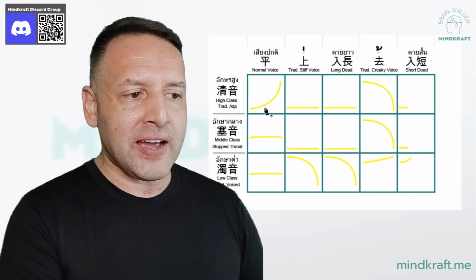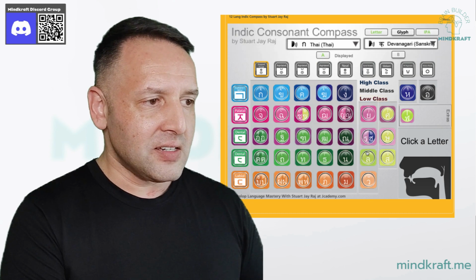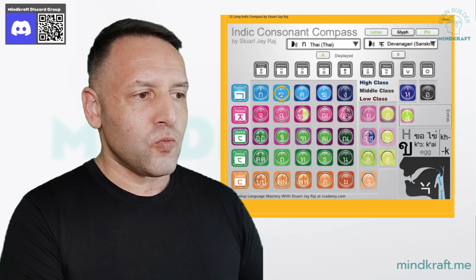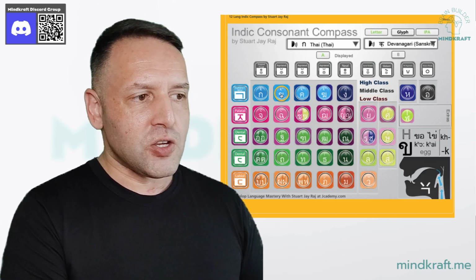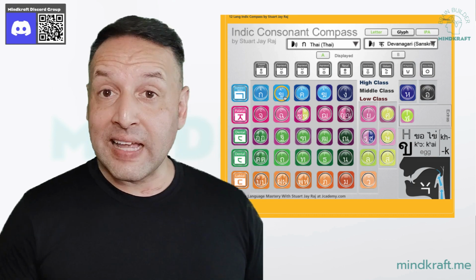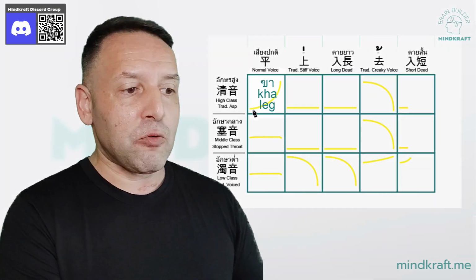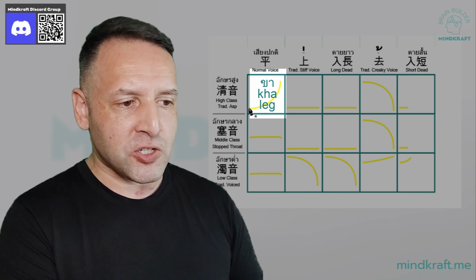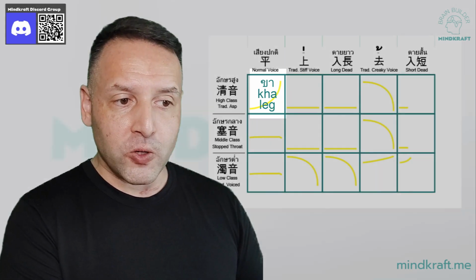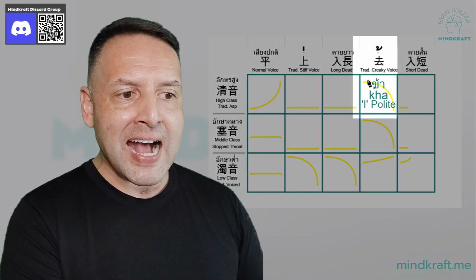For example, if I had this letter here, Kho Kai. So we call that Kho Kai. The word for leg is Kha. That would be pronounced Kha, following that tone contour. If I put this Mai Tho tone marker over it, it would be a different tone.